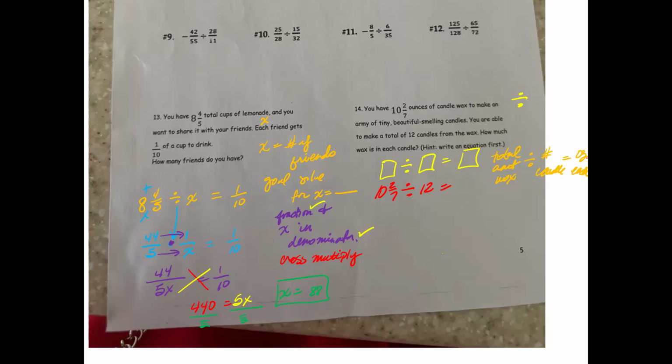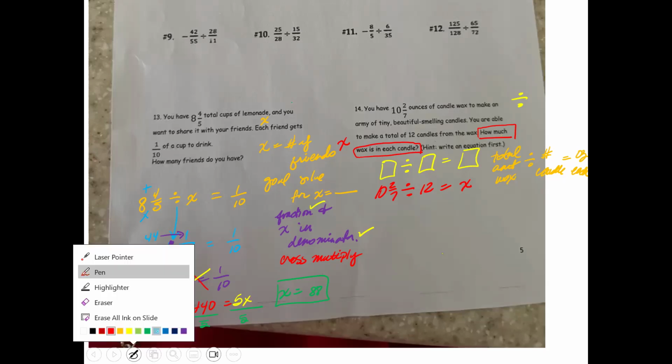You have to write the equation. We're not on the computation yet. What does it equal? What does the question ask you? How much wax is in each candle? That part, how much wax is in each candle, is X. So that equals X. Do you see that? You've got to write the equation.